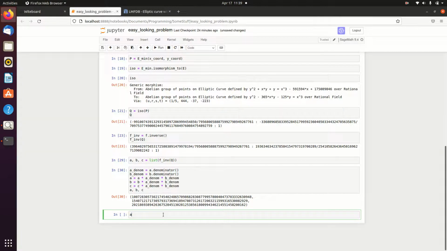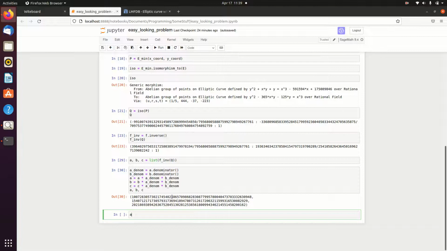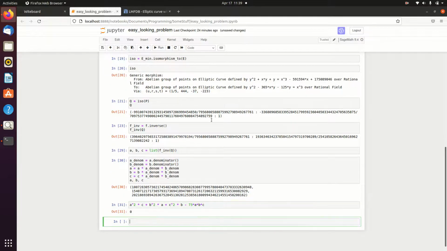And now let's look at the equation once more. So we have a squared c plus b squared a plus c squared b minus 73 abc. So a squared times c plus b squared times a plus c squared times b minus 73 times a times b times c, and we get 0, and we have found a solution. So all these numbers are positive, so we have found it.